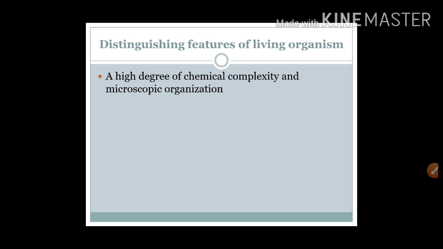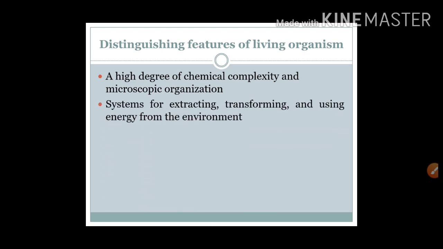A high degree of chemical complexity and microscopic organization. So living organisms have many types of molecules, that is chemical complexity, and each and every living organism has a cell, and a cell is a microscopic structure. So this is microscopic organization.